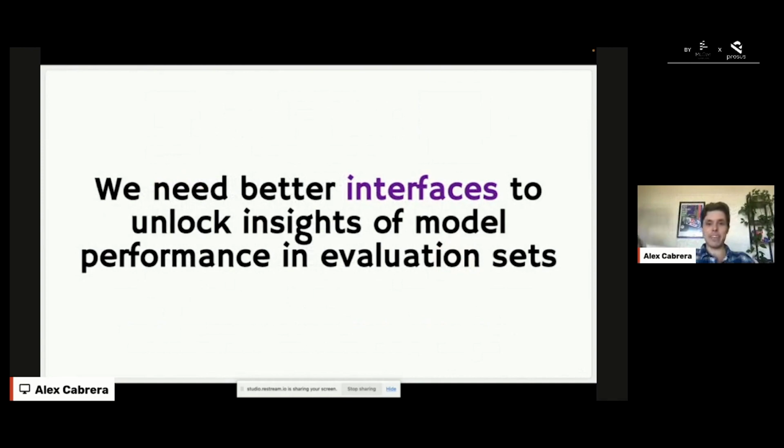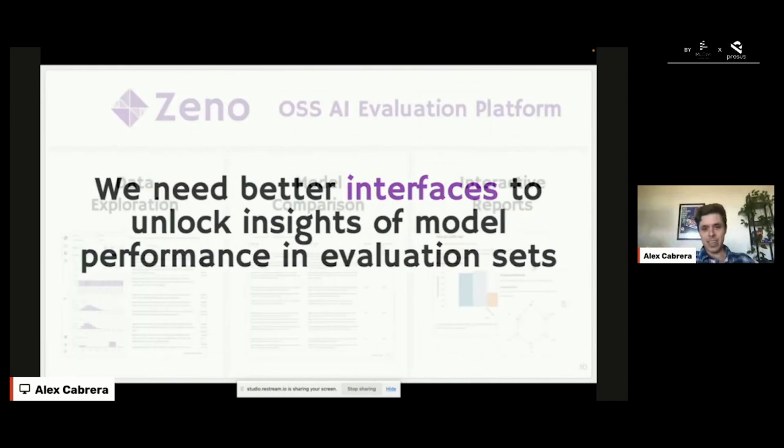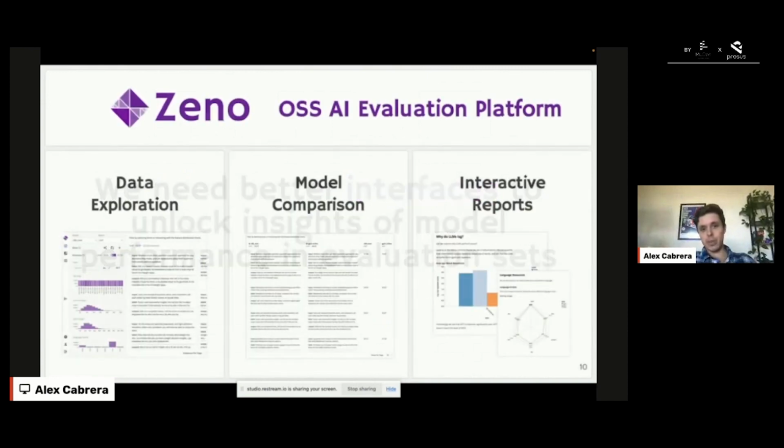So our hypothesis that we've been noodling on for a while now is that we really need better interfaces to unlock the insights in these evaluation sets. There's a lot of rich data and information in the evaluation sets. That's often not the limitation. A lot of times it's actually the interface we have to make sense of that data. So that's what we've been trying to accomplish with the Zeno project. It's an open source AI evaluation platform we've been building over the past year. It has three core aspects, but the one that I really want to talk about, and what we think is a really promising direction, are these interactive reports of analysis.